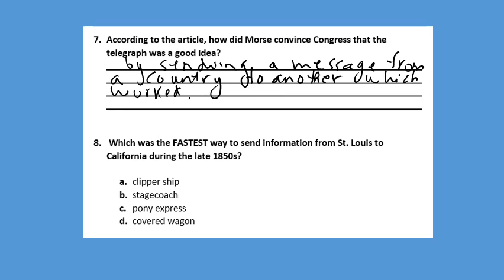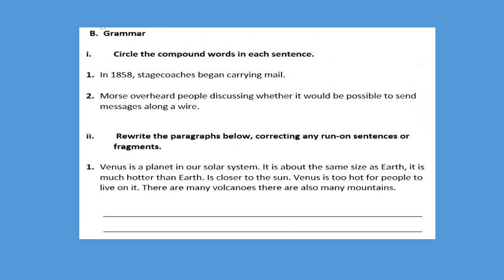Which was the fastest way to send information from St. Louis to California during the late 1850s? Clipper ship, stagecoach, Pony Express, or covered wagon? The correct answer is C, Pony Express.